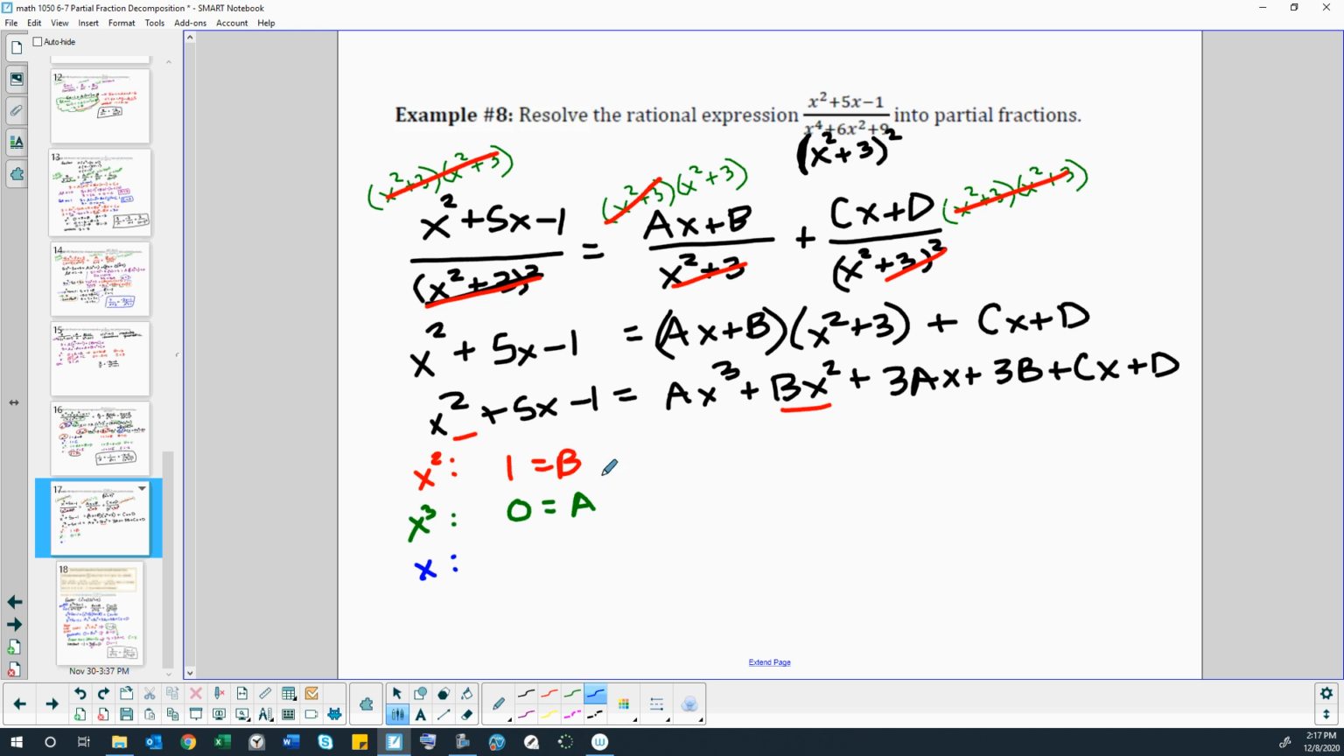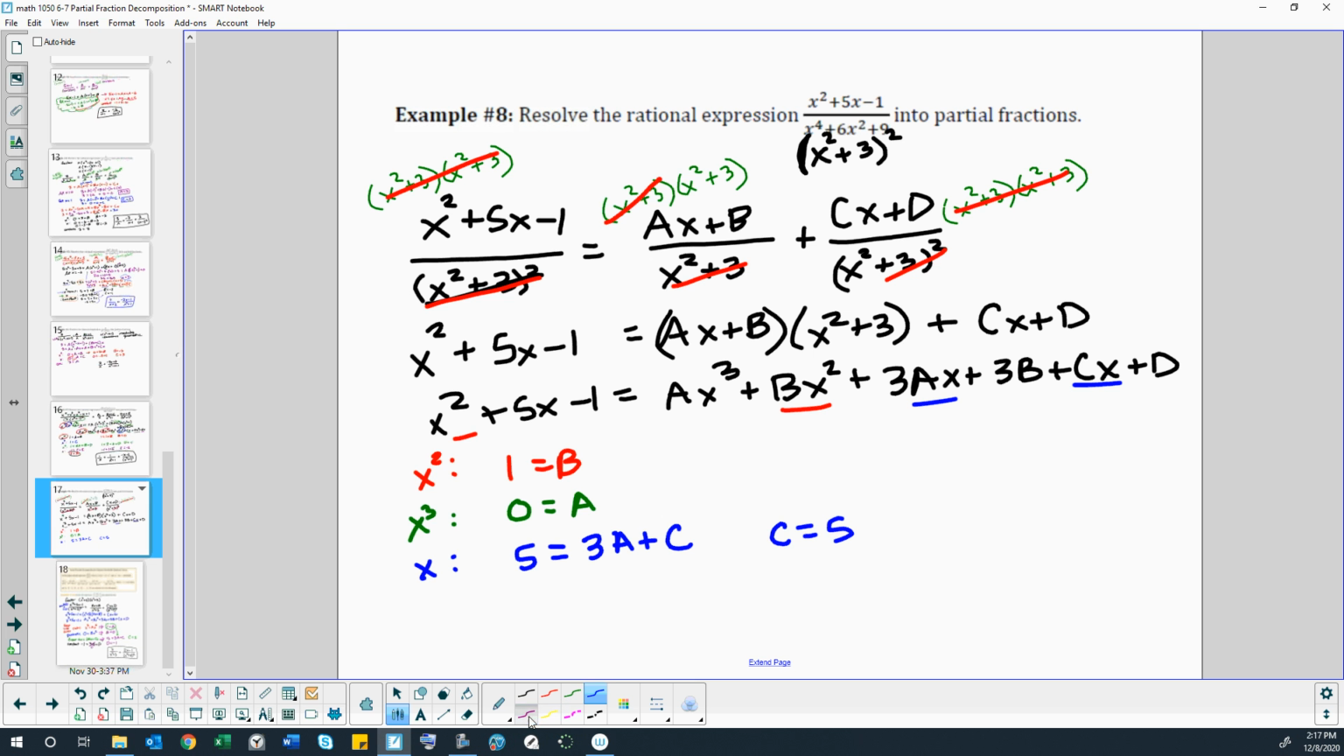Okay, so then on the left we have a 5 for our x terms, and on the right we have this one and this one, so it's 3a plus c. Since we already know what a is, plug in 0 for a, so 3 times 0 plus c, that tells us that c is 5.